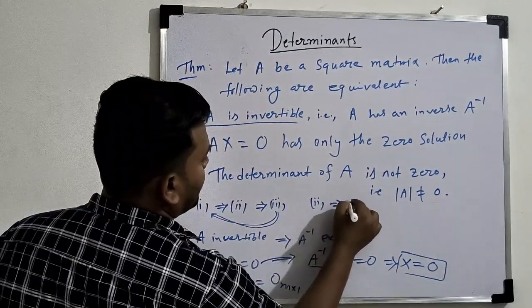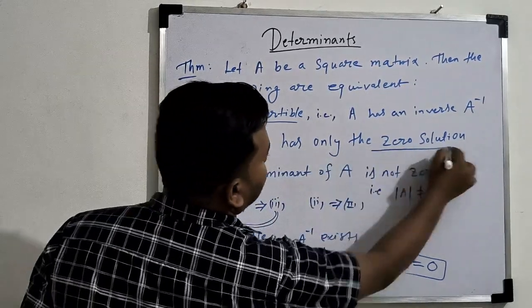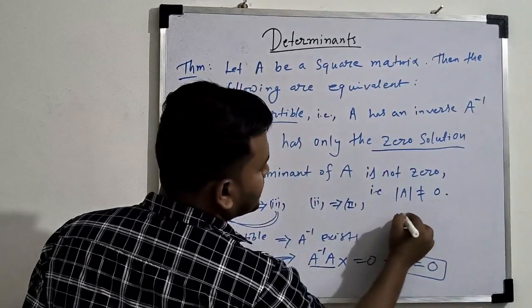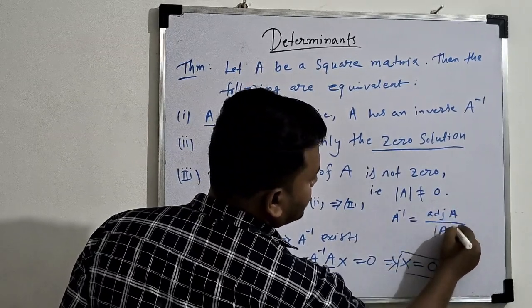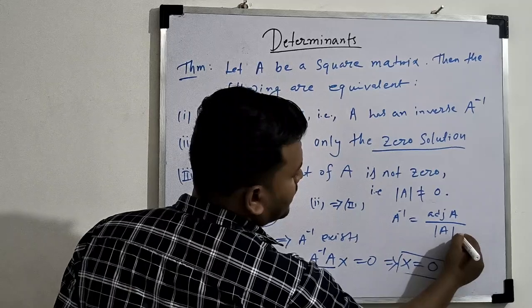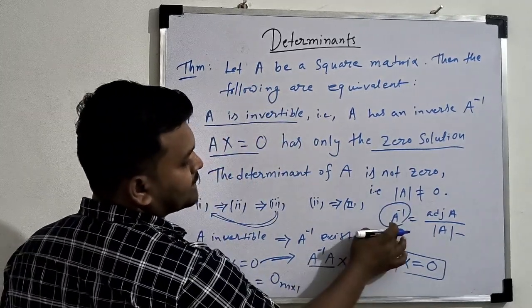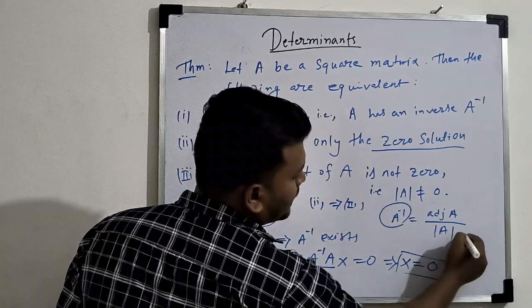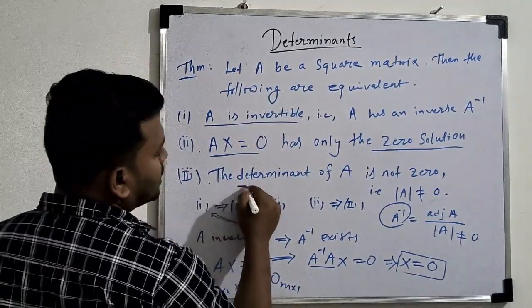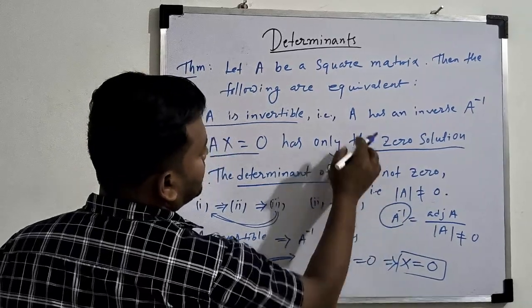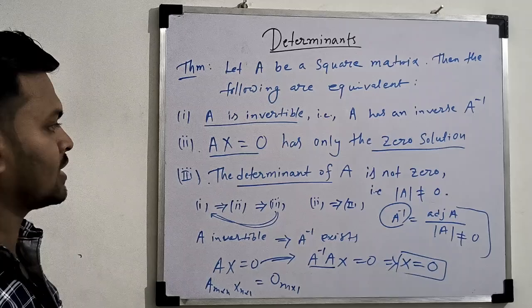And 2 implies 3: if only the zero solution exists, A inverse exists, which means A inverse equals adjoint A divided by determinant A. So for this A inverse to exist, the determinant of A must not be equal to 0. And 3 implies 1: if the determinant is not equal to 0, then A inverse exists from this definition also. So this is the equivalence relation.